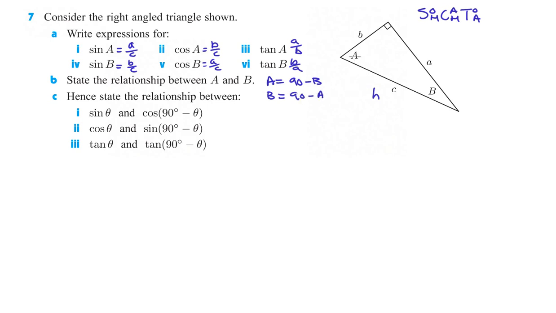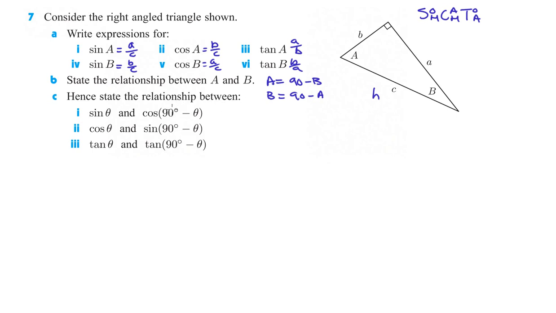So for example, if B is 20, then A would have to be 90 minus 20. A would have to be 70, right? And in the same case, if A was 70, 90 minus 70 tells us that B is 20. Just to give you actual numbers in there. So hence, state the relationship between sine theta and cosine of 90 minus theta.